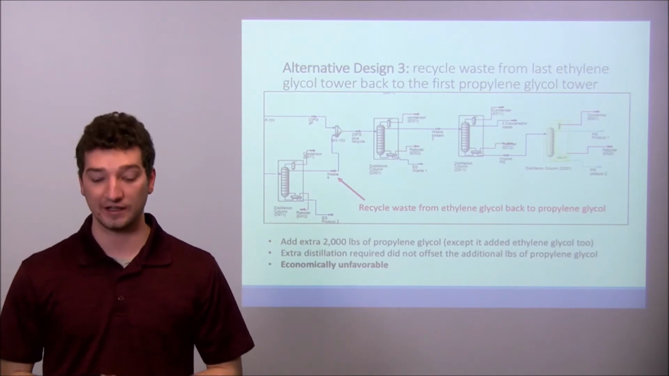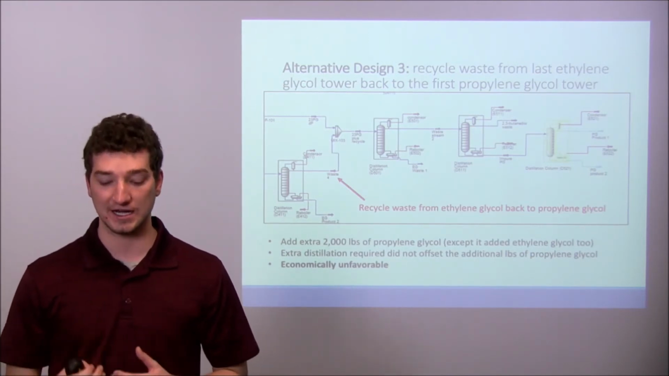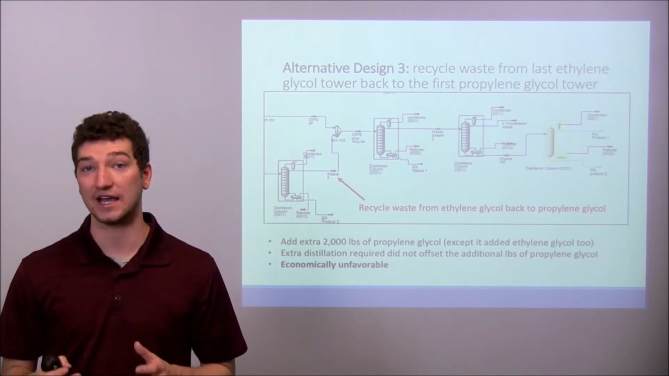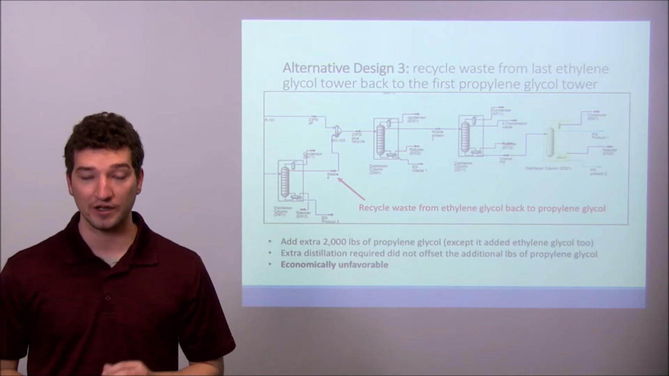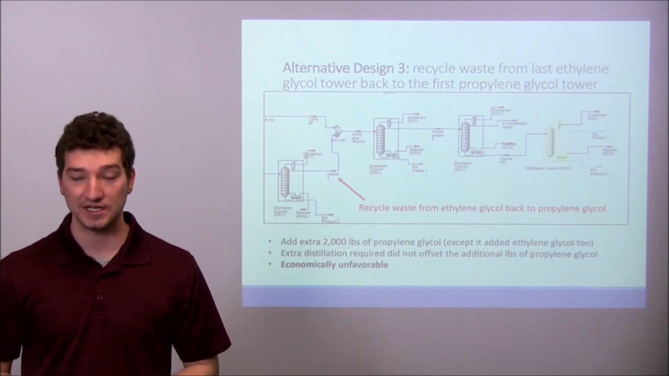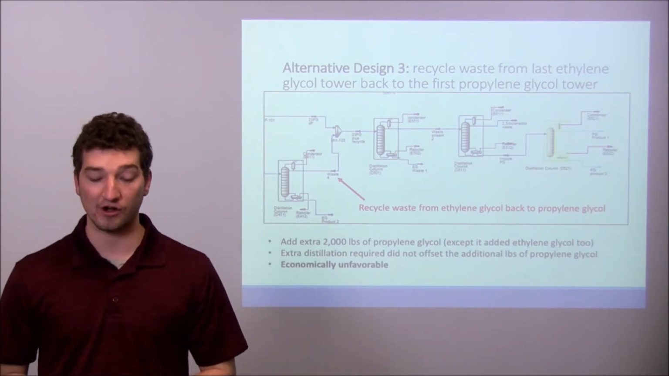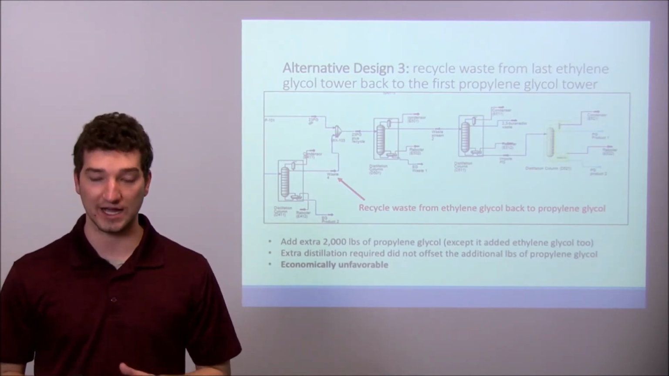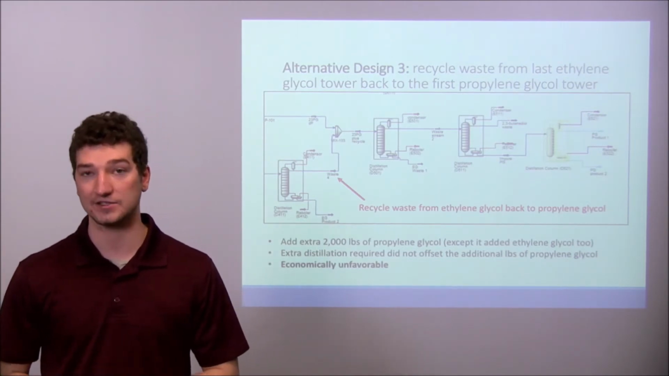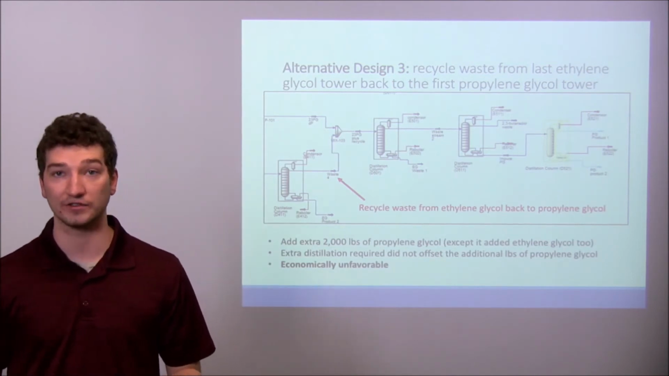And unfortunately, after experimenting with different designs and optimizing the columns, we found that this design was actually not economically feasible. The amount of propylene glycol lost through the waste streams did not offset the operational costs involved and was actually less economically favorable than our previous design. So this alternative design was not added to our final design.